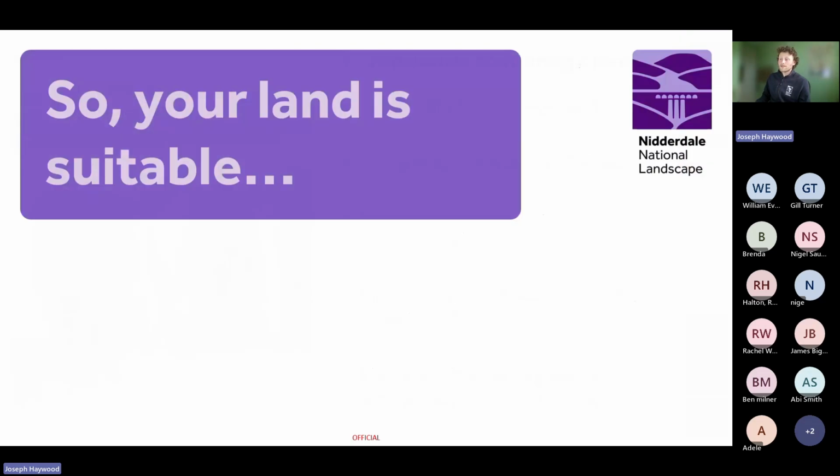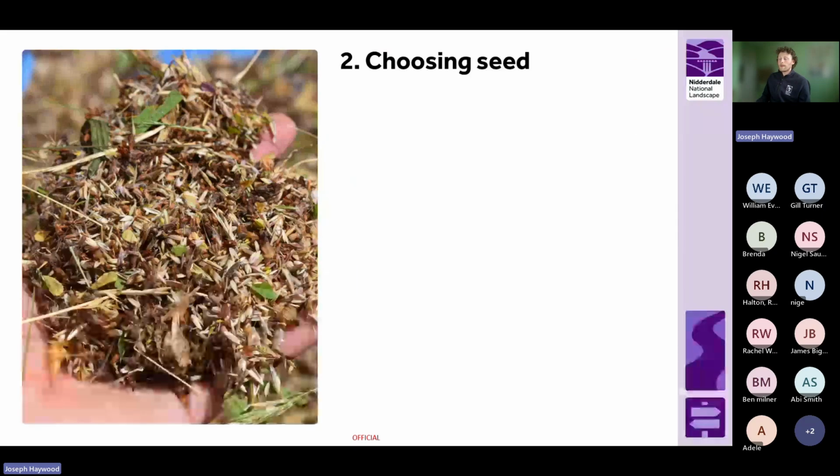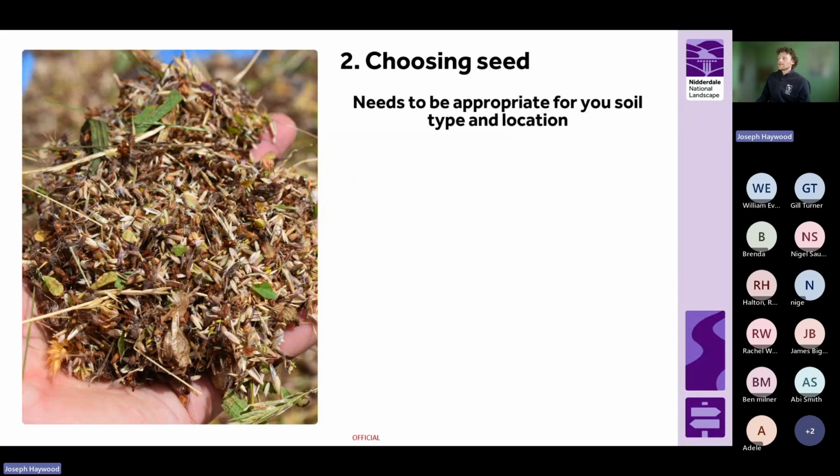So once you've considered all of those things and you've got a big tick next to them all and your land's suitable, now what's next? Well, a big thing is choosing the correct seed. So it needs to be appropriate for your soil type. We've done the soil tests earlier.